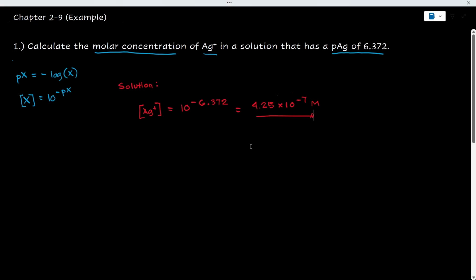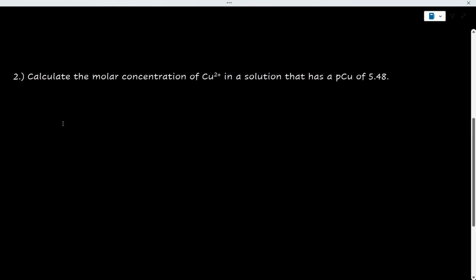It's a very straightforward solution. Just remember, x is equal to 10 to the negative px, while finding the p-value, px, is equal to the negative log of x. So either the molar concentration is given or the p-value is given. Let's head to the next question.